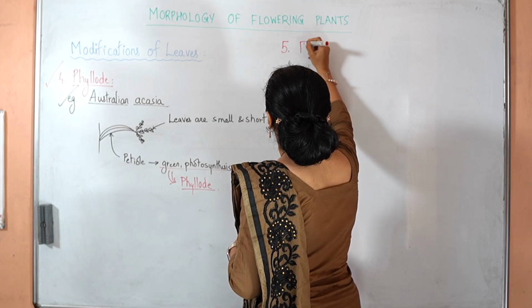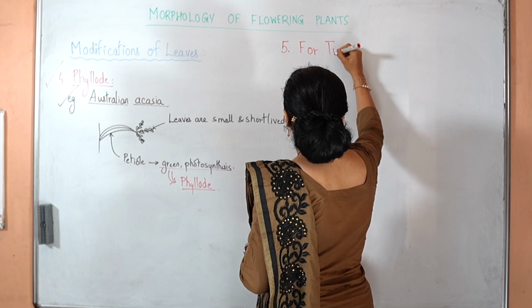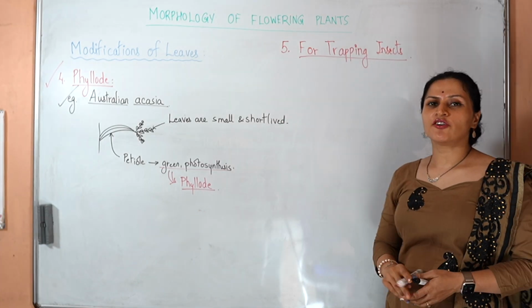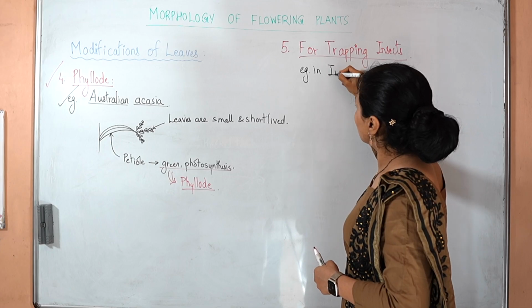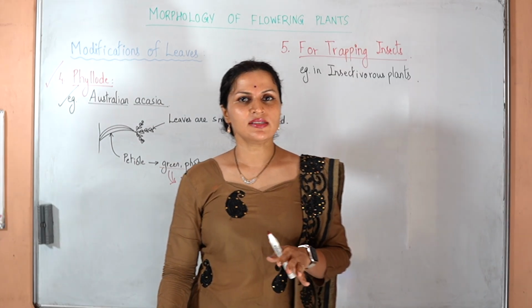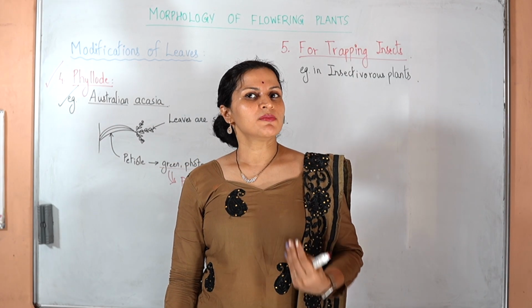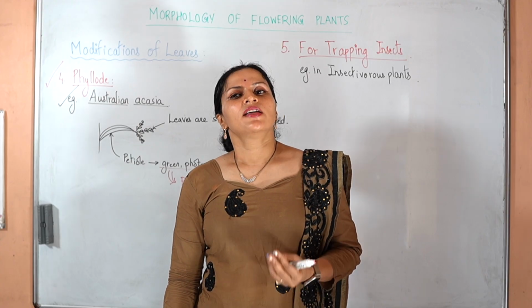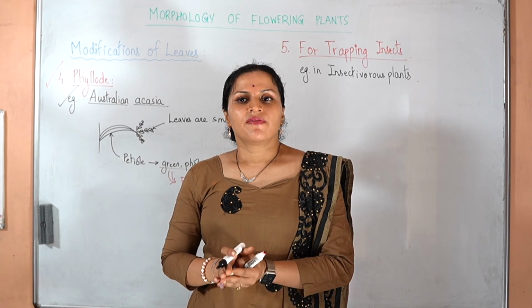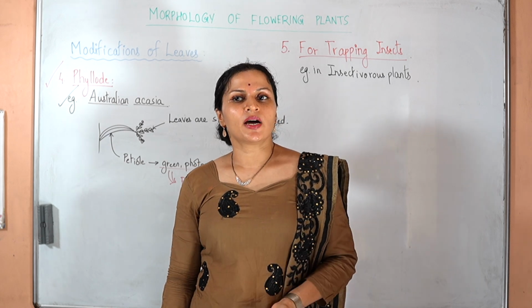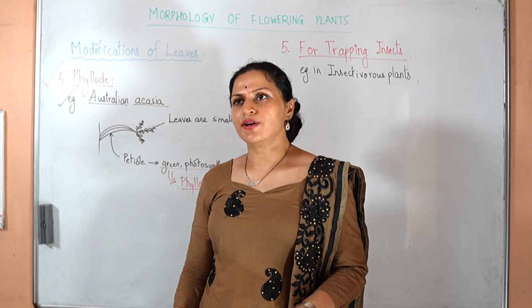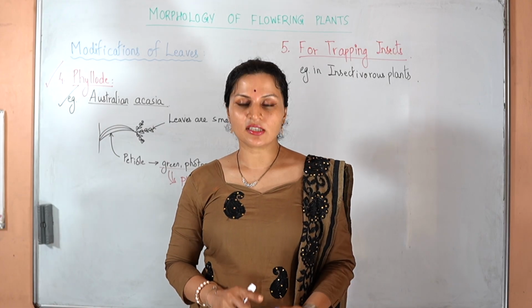Next one. For trapping insects. Leaves may be modified for trapping insects, for example, in insectivorous plants. You know about insectivorous plants, don't you? Name some insectivorous plants that you know of. There is the Venus flytrap, then there is the pitcher plant, then there are others called Sundew plant, then there is one more called Bladderwort. Okay, we will look at these 4 examples.